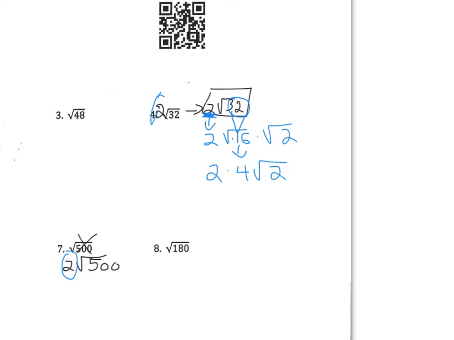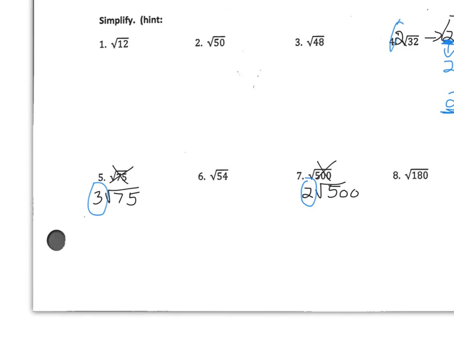Now, the last thing, this is the only thing that's different from the first 3 that we just did. Here we can multiply because they're both outside of the square root. So 2 times 4 is 8, and then our answer is 8 times the square root of 2. Alright, so we just add that one step in there at the end. Okay, let's go to number 5.